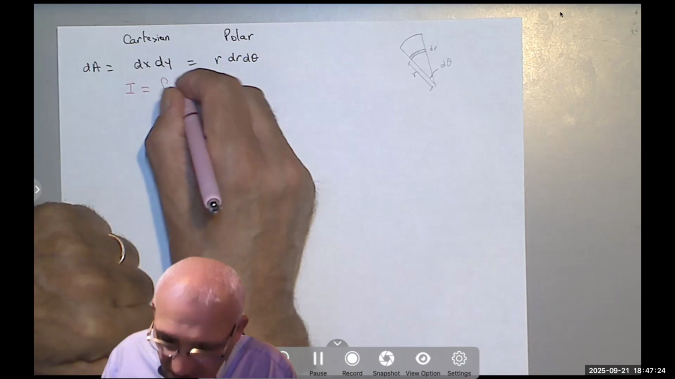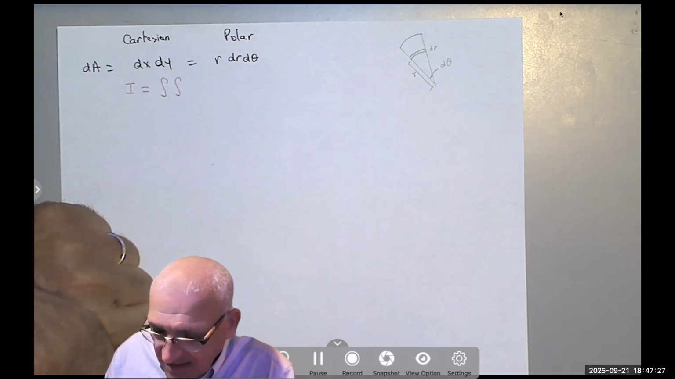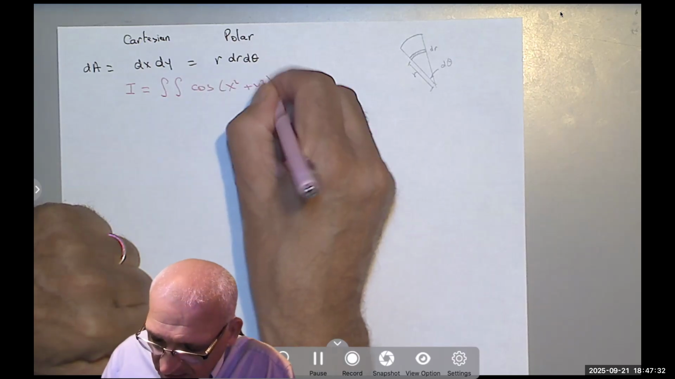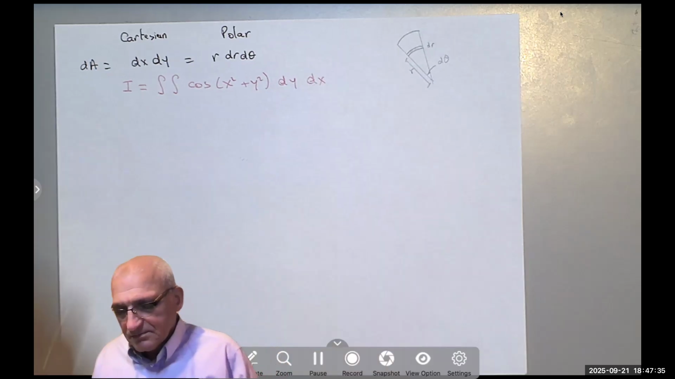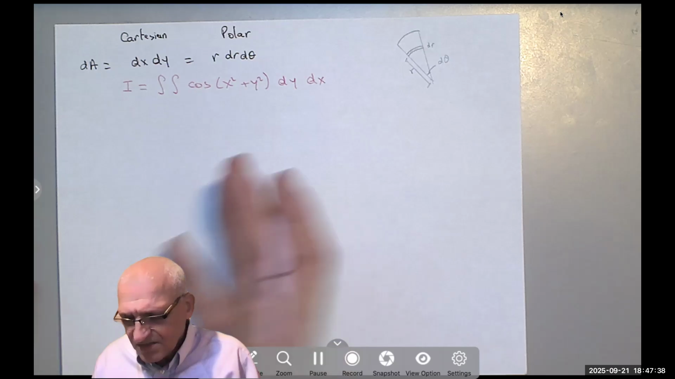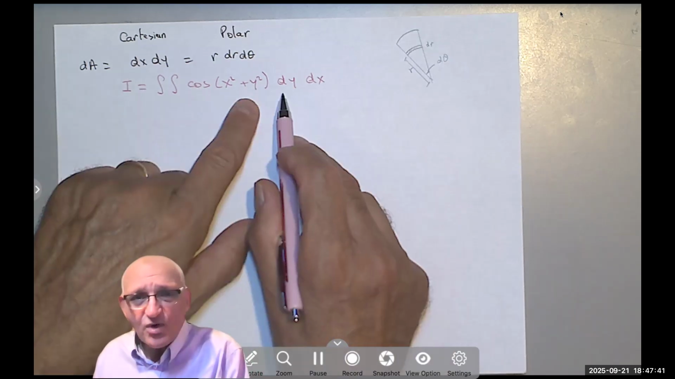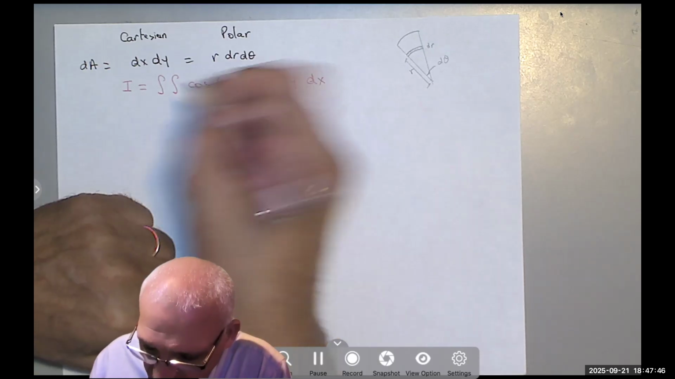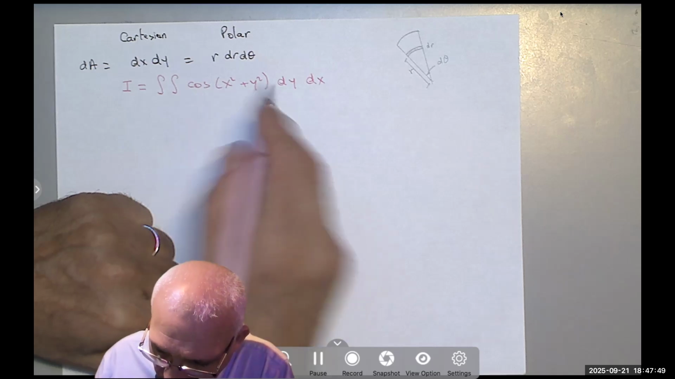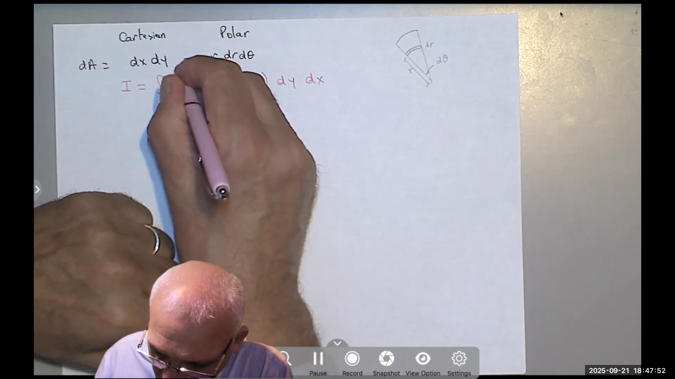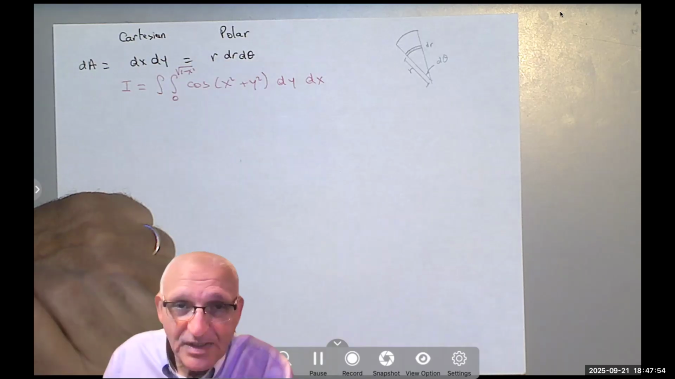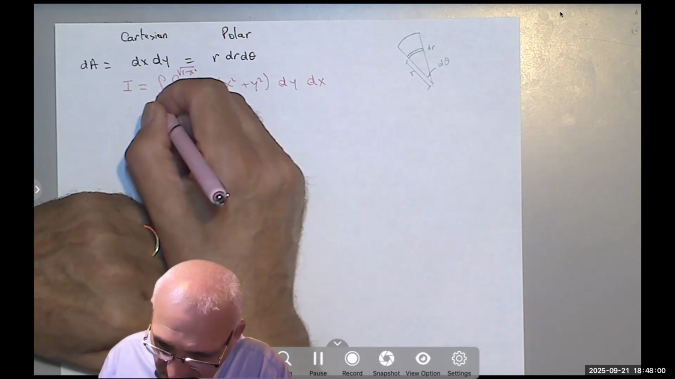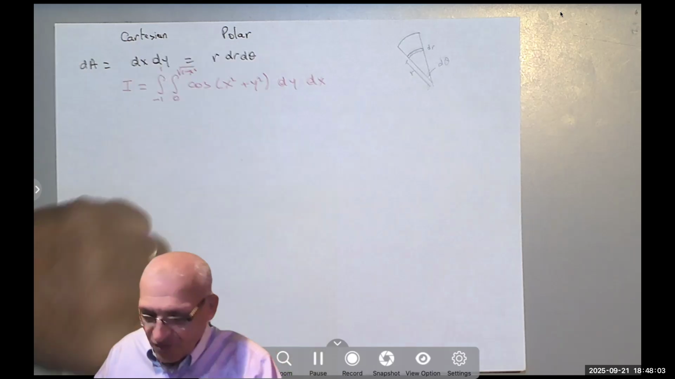So in the first example, they told you we have a double integral in Cartesian, and it says cosine of x squared plus y squared dy dx. How do I integrate cosine of x squared plus y squared first with respect to y and then with respect to x? I'm not sure. And they tell you the limits of integration: y goes from 0 to the square root of 1 minus x squared. Do you know what that is? You should, okay? But we'll talk about it. And x is from -1 to +1.